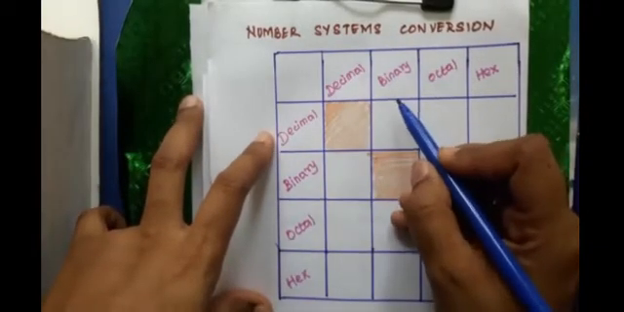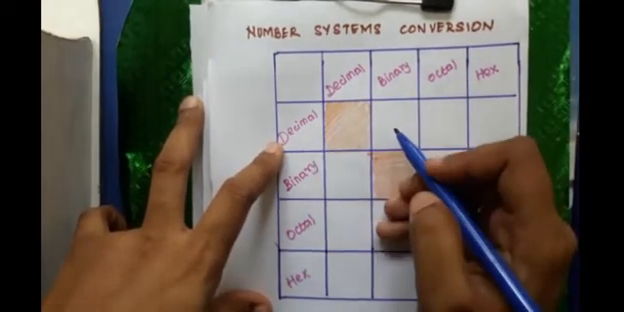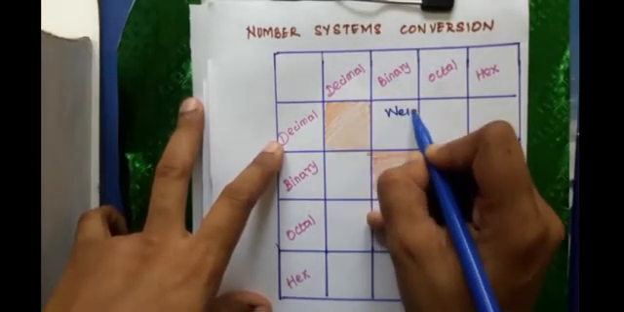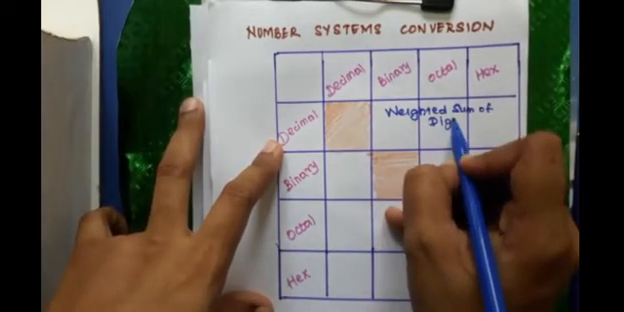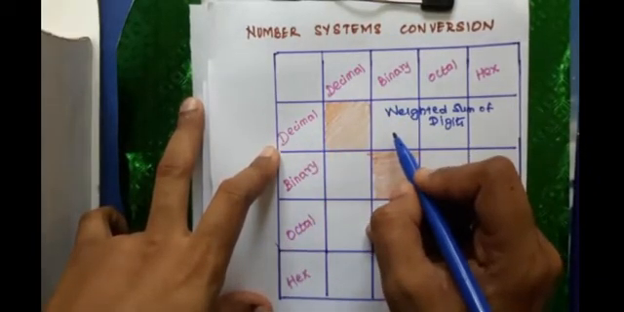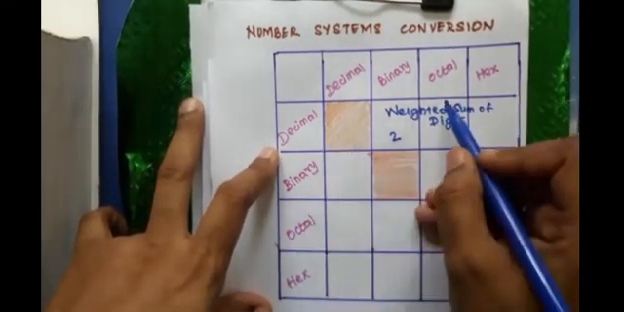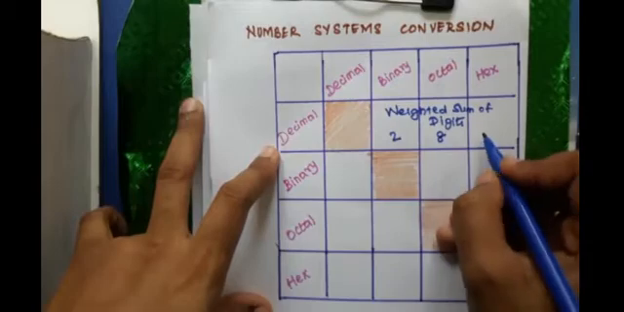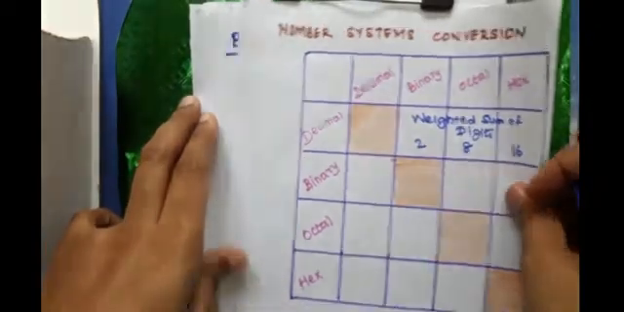In order to convert any number in binary, octal or hexadecimal form into a decimal number system, we have to perform the weighted sum of digits. For converting from binary to decimal, the weight of each digit is 2. In order to convert from octal to decimal, the weight of each digit in the octal number is 8. And similarly, for hexadecimal number, it is 16. Let us see some examples.